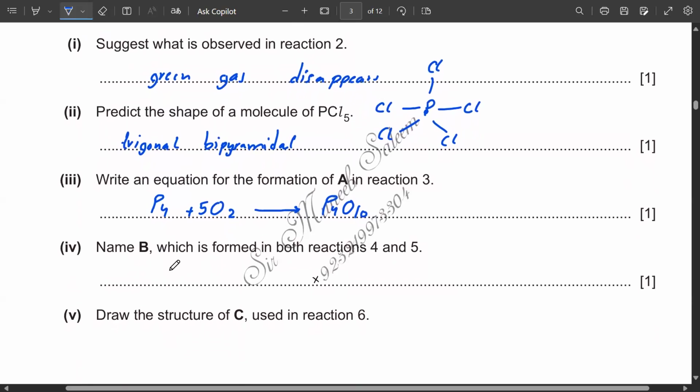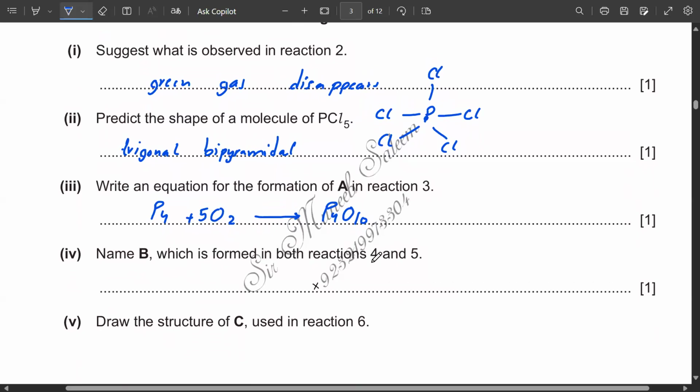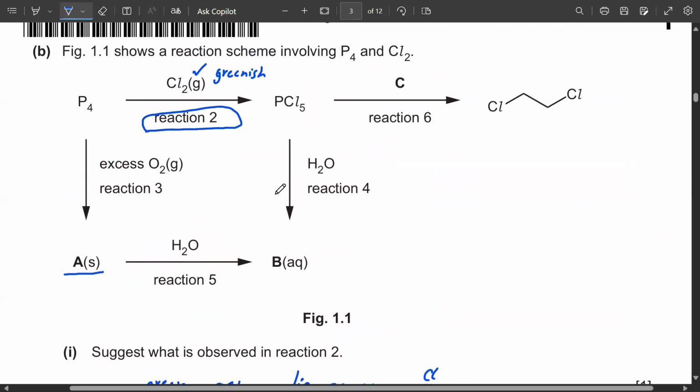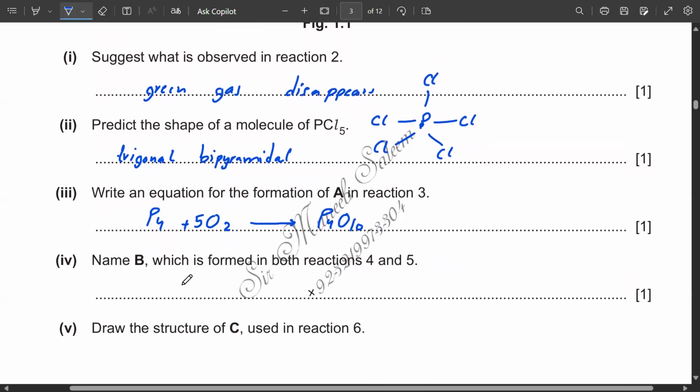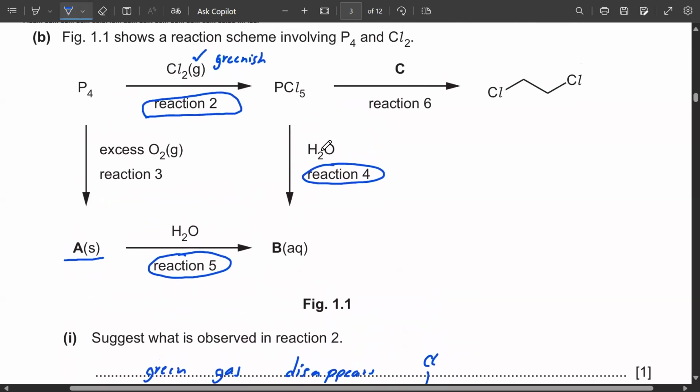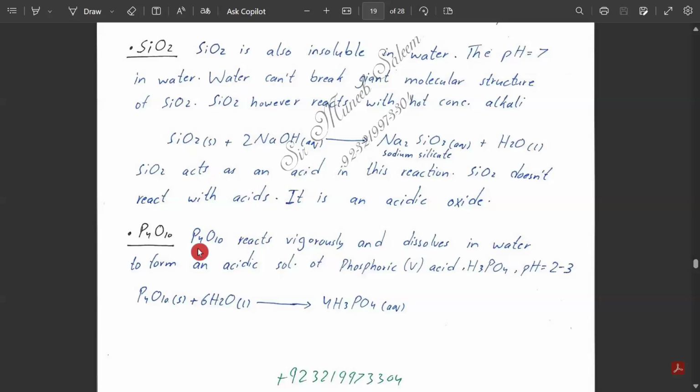All right. Then we have to name B, which is formed in both reaction 4 and reaction 5. In both of these reactions, we have to write the name of B, which is the product here. So PCl5 is reacting with water and A is reacting with water. A, as we said, is P4O10, and this is the PCl5 reaction with water. For this purpose, I need to take you to the literature from my notes. All right, so here that's from my AS chemistry notes. You can see there, when P4O10 reacts with water, it forms H3PO4.